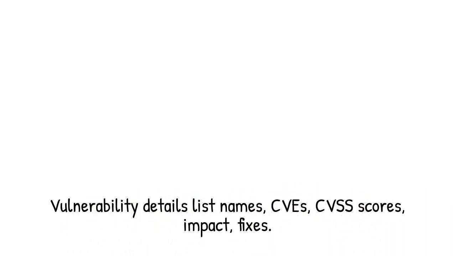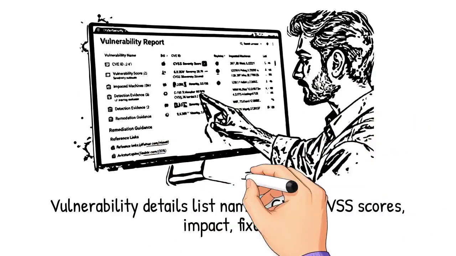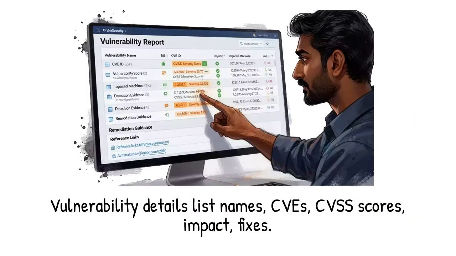Each vulnerability entry typically includes the vulnerability name, for example, Apache Log4j remote code execution, CVE ID, like CVE-2021-44228, CVSS score, description, affected systems, proof of detection, remediation steps, and references.